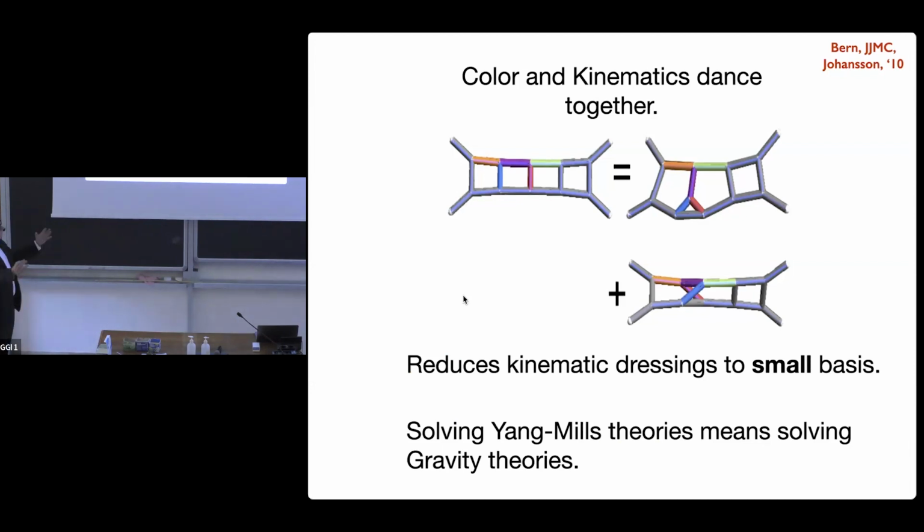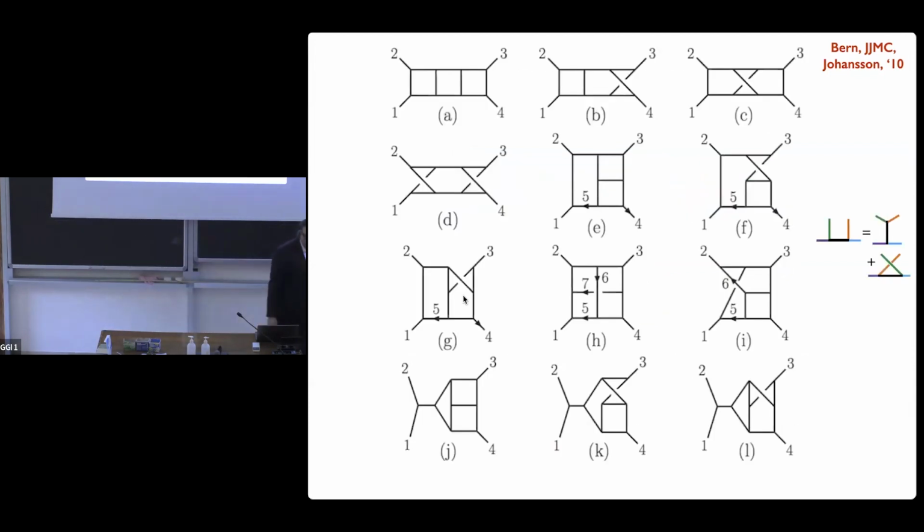And that lets you reduce all the kinematic data for all your graphs to a small set of basis graphs, right? When you can achieve this, you get a small group of basis graphs, and you can trivially generate gravitational integrands from your gauge theory integrands when you can make this manifest. And so this is really nice.